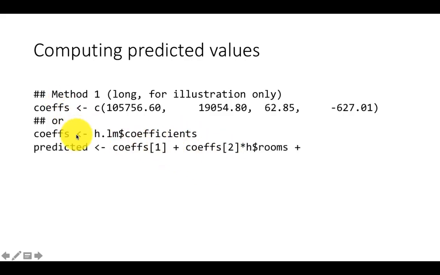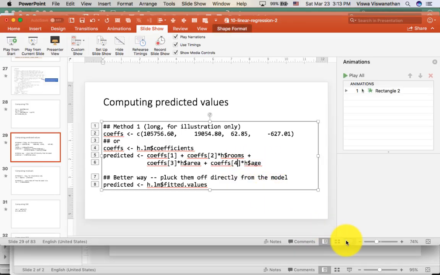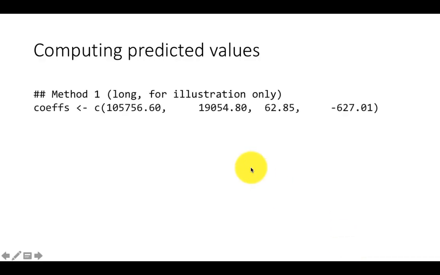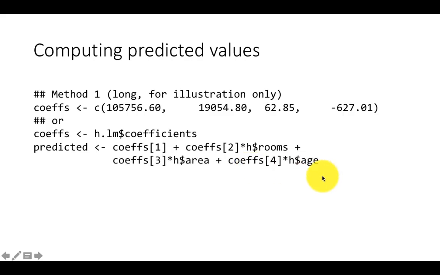So no matter how you got the coefficients, you can calculate the predicted value as coefficients of 1, which is the intercept, plus coefficients of 2 times the number of rooms, 3 times the area, and it should be 4 times the age. So that's going to be your predicted values, right? Of course, h$rooms is a vector, area is a vector, so the result is going to be a vector.